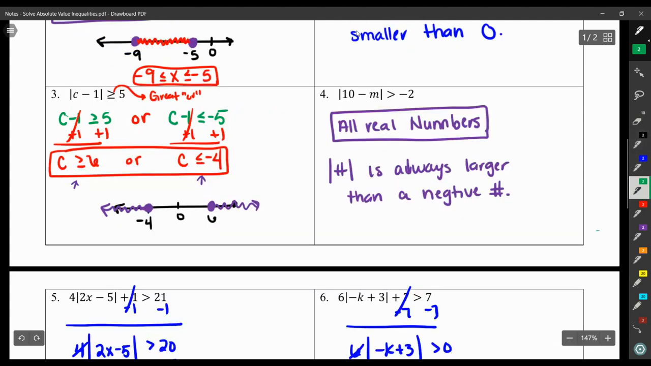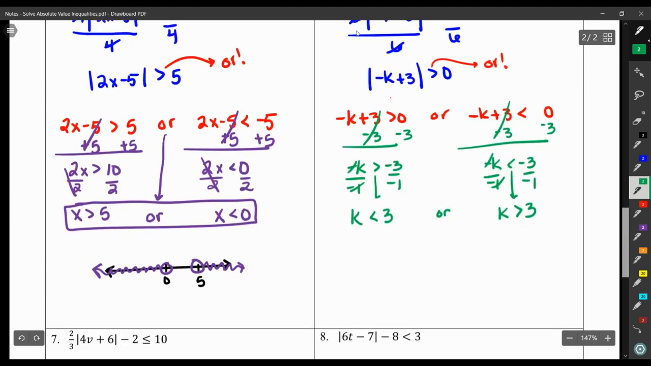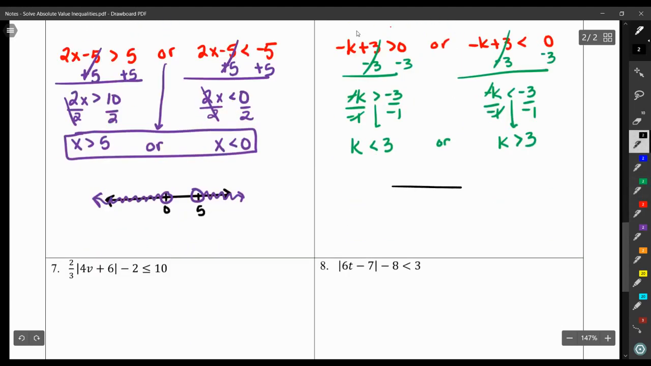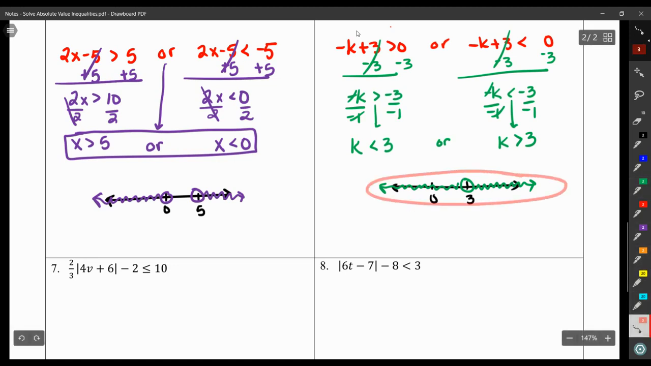So let's go ahead and graph this guy on a number line. So here's 0 and here's 3. We've got the open circle on 3. And on the left one, we have k's less than 3, so it's going to be everything over here. On the right, we've got k's greater than 3. That's going to be everything to the right. So what really happens is the entire number line is shaded, except for that one little number.